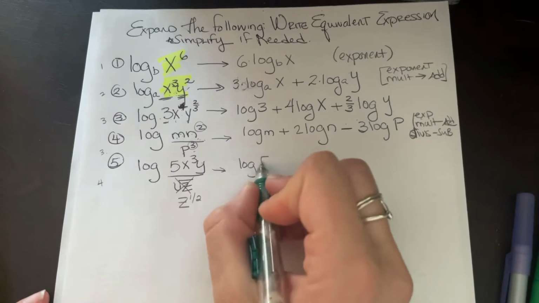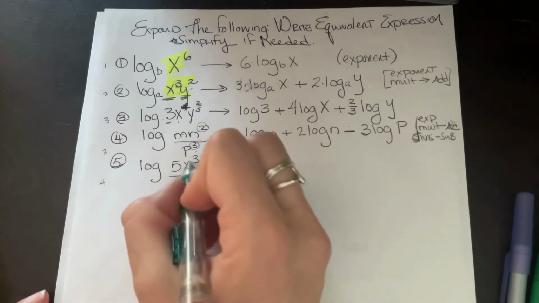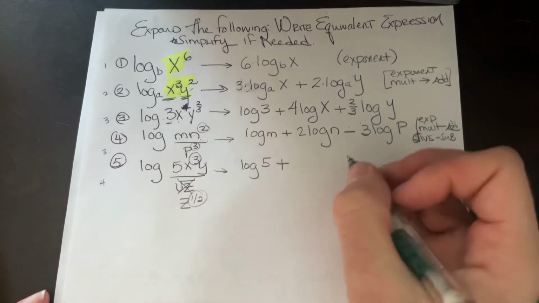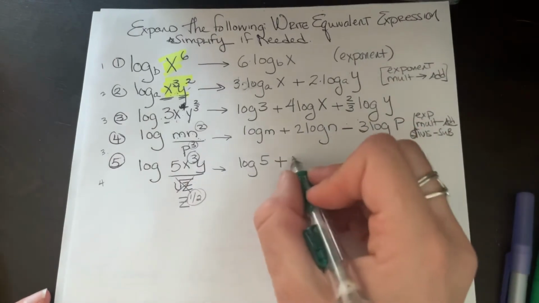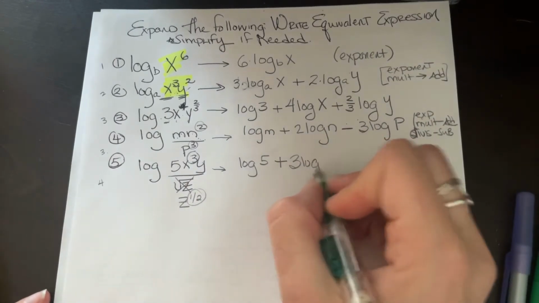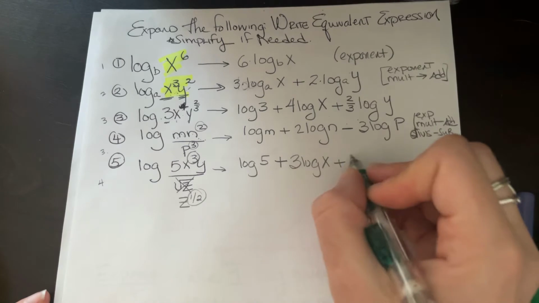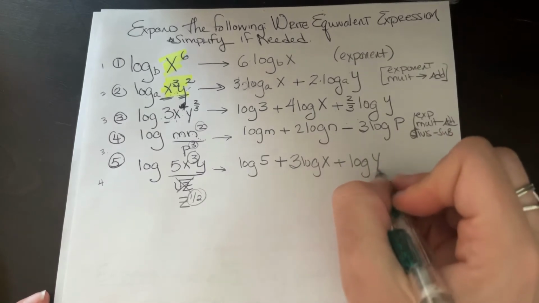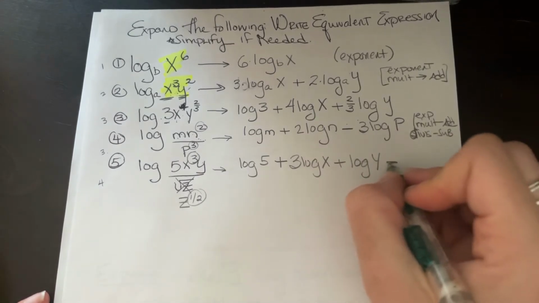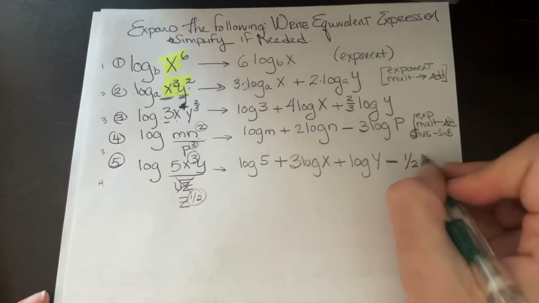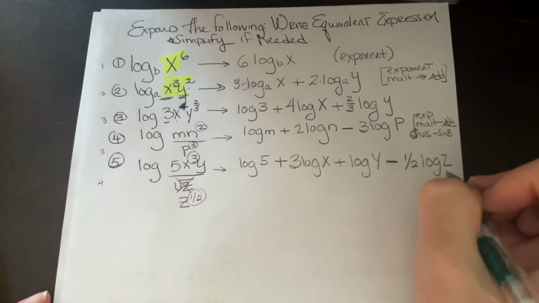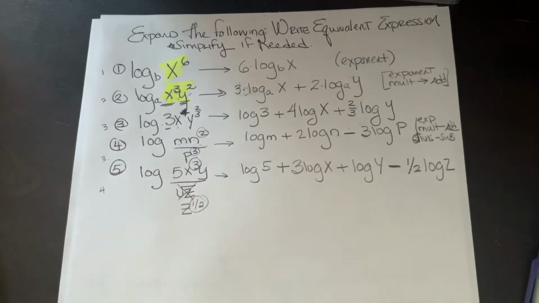First one has no exponent. It's multiplication, so it's addition. Sometimes I like to circle so my eyes don't forget. Then you have an exponent. Multiplication, addition, nothing. Division, which is subtraction, exponent. And you are done. All right, so I'm going to save that one for a moment.